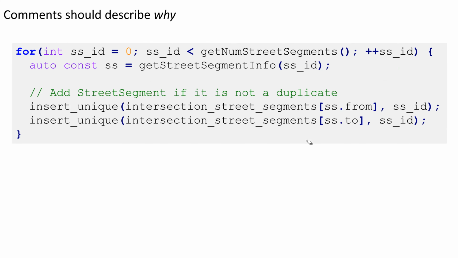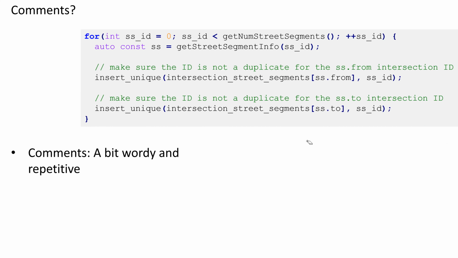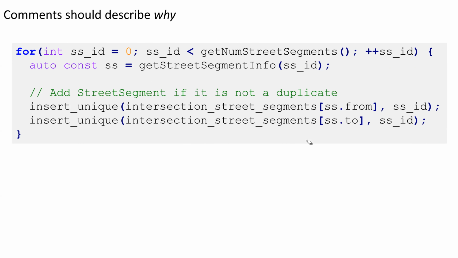So it's a bit wordy, it's a bit repetitive, and it doesn't really say why, right? So I've now made more of a paragraph. This looks more like a blog quote. So add the street segments on duplicate, and see I did it twice for the from and to. Probably I should say that.